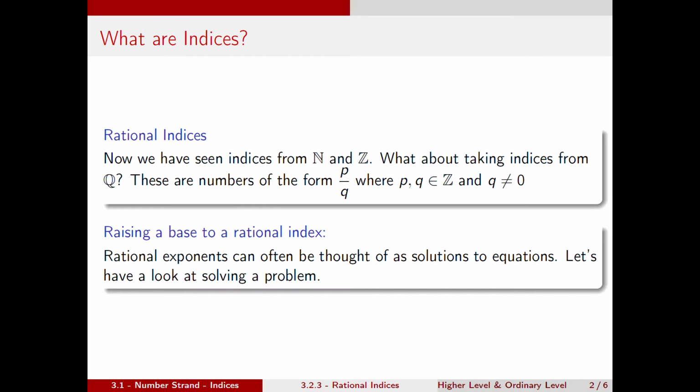So in the previous videos we saw that taking indices from the set of natural numbers could be thought of as repeated multiplication, and when we had negative powers, so indices from the set of integers, we could think of that as repeated division. The way we could think about indices from the rational numbers is as solutions to problems. So we'll look at that on the next slide.